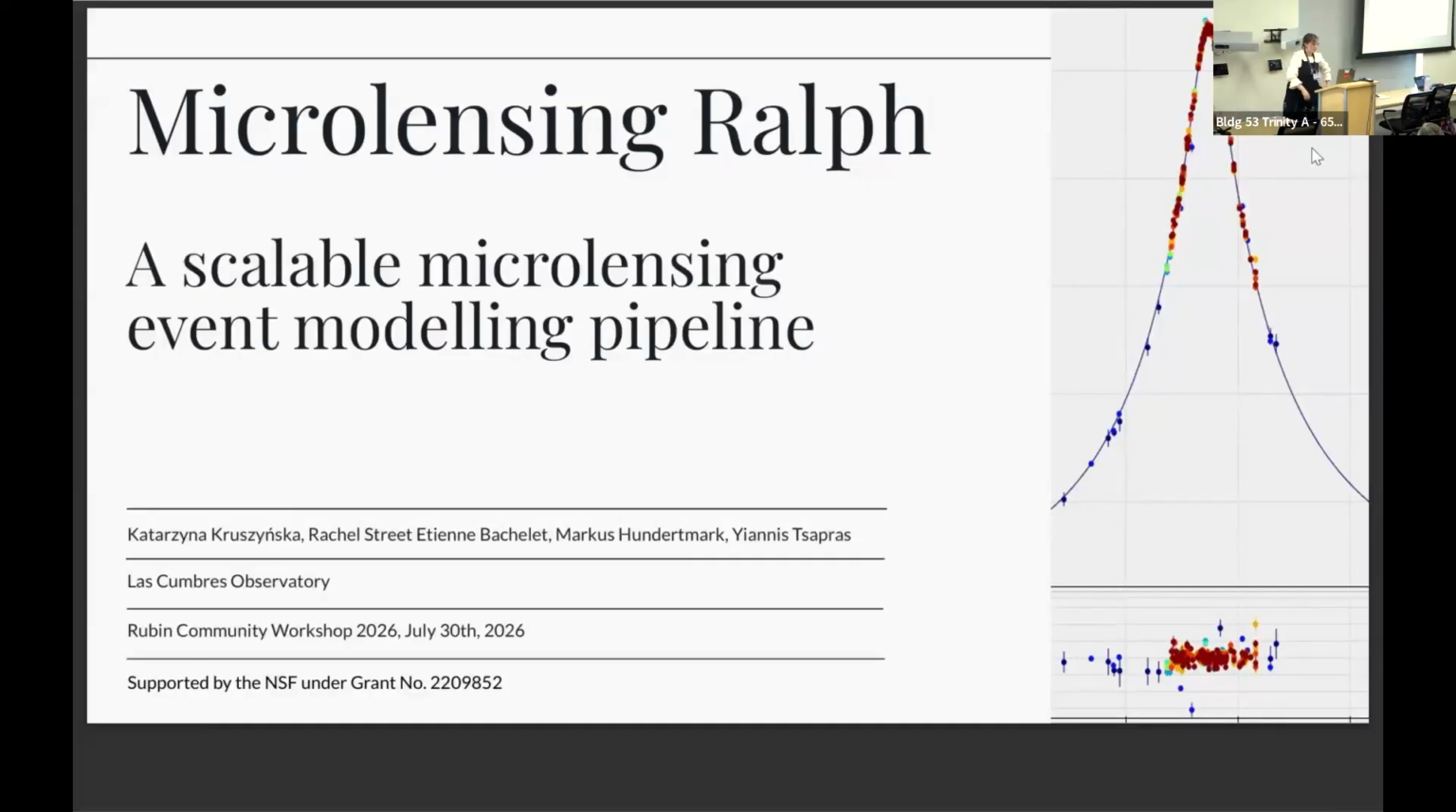All right, hello everyone. I'm the last talk of the session. My name is Katarzyna Kruszyńska. I'm a postdoc at Las Cumbres Observatory working with Rachel Street, but I will soon be moving to Carnegie Mellon University in Pittsburgh. Today I would like to talk about a Python package that I have been working on for a while now, and finally it's at the stage that I can share it with humanity. It's called Microlensing Proud, and it's a scalable microlensing event modeling pipeline.